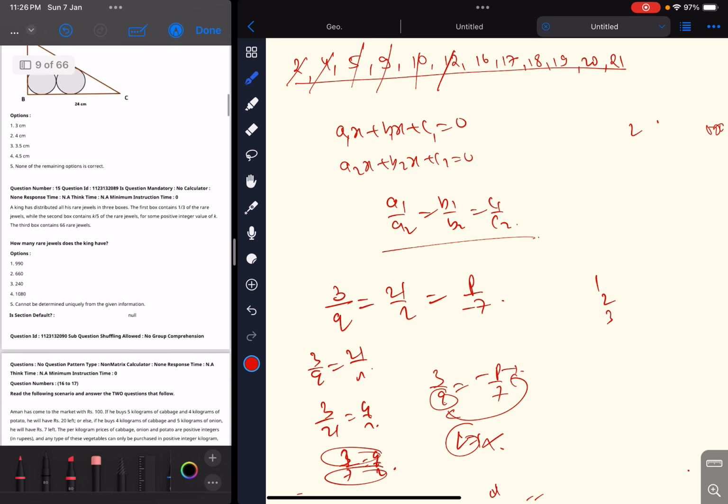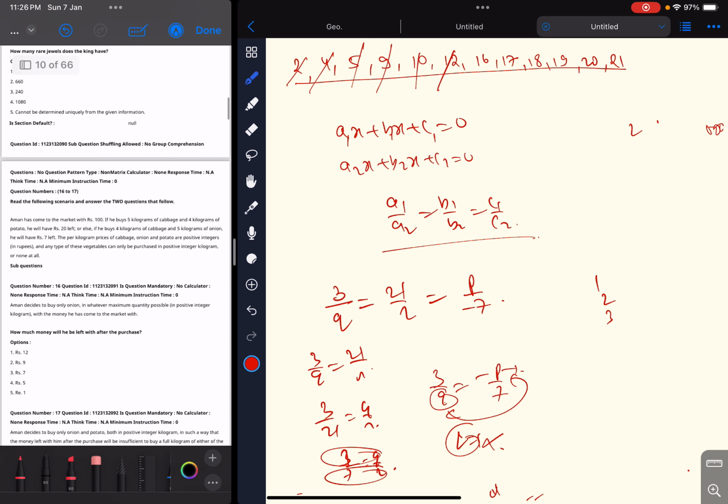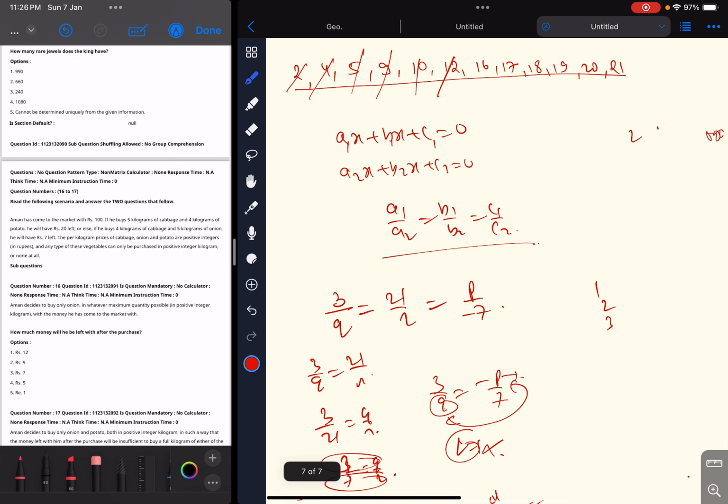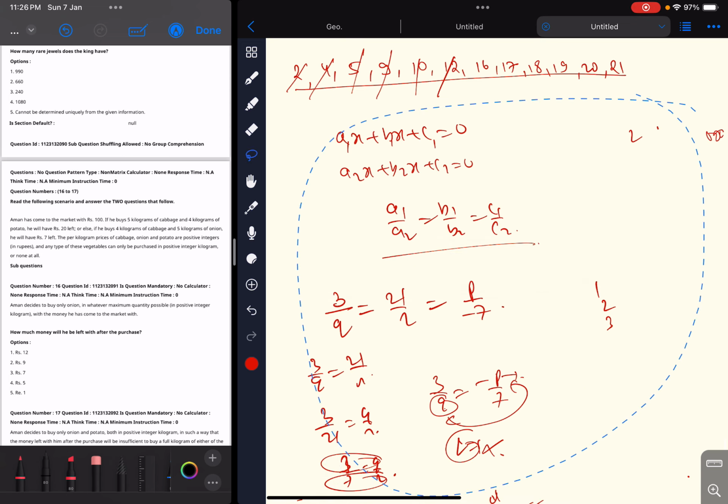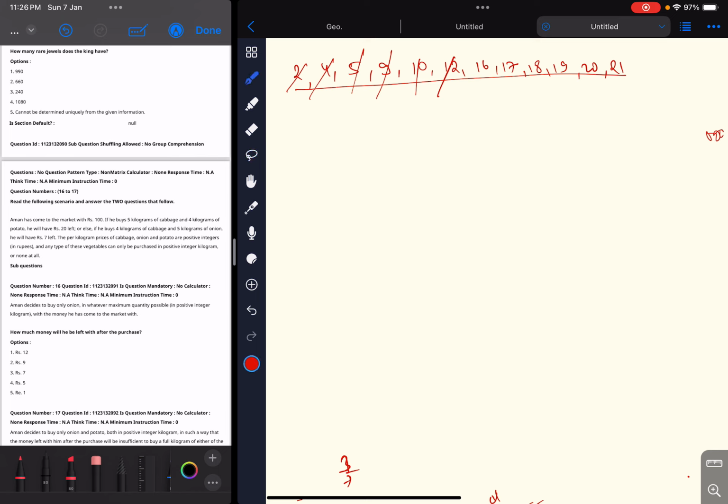16 is a bit lengthy here. Should be dealt with. Yes sir, let us start it.